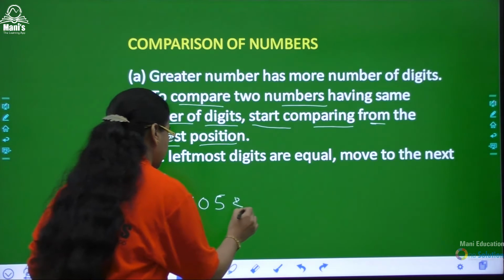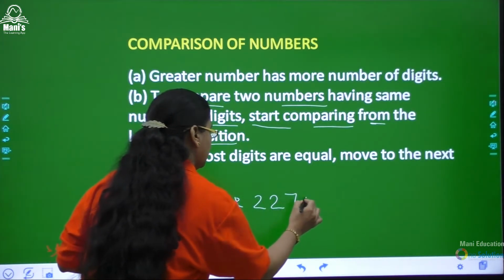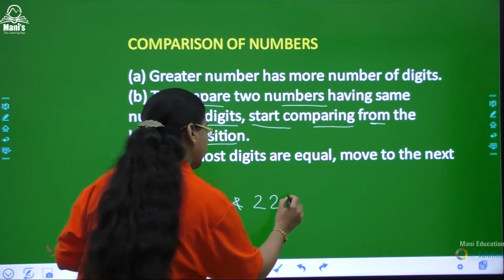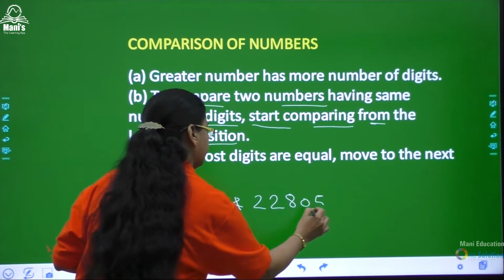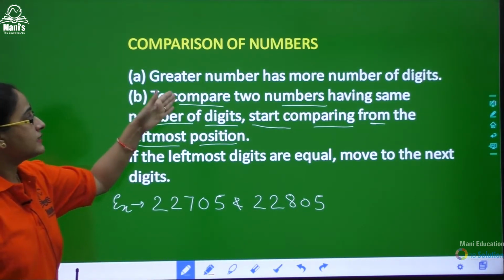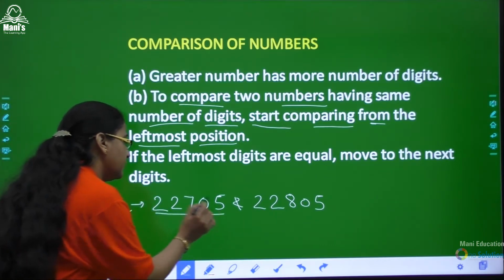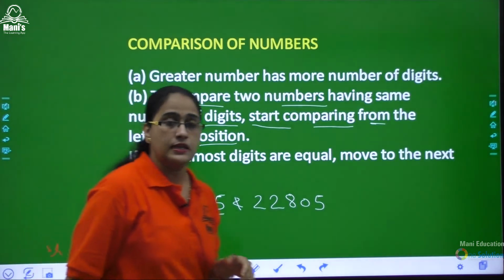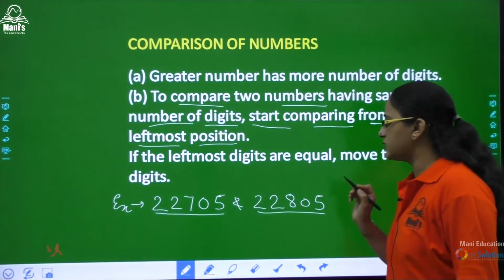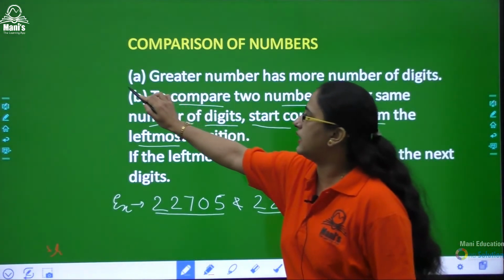And 2270 not 0 some 22805. Okay. As it is written, the greater number has more digits, but here 5 digits are there. 0 is also a digit. Similarly, if I am talking about this number, again it is also having 5 digits. So it is not possible to compare with the help of this.